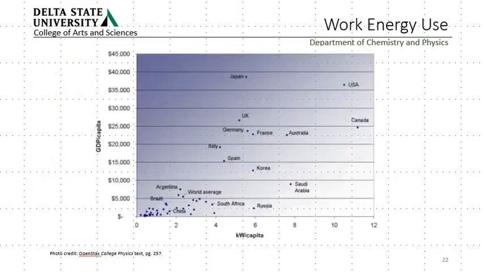Final bit, looking at the world energy consumption. Japan and the US stand out here in terms of the GDP per capita. And the US and Canada stand out in terms of kilowatts consumed per capita. Now, I'm going to forgive Canada a little bit because it's a little cold up there during the winter. But we stand out as consuming more energy per person than all these other countries.